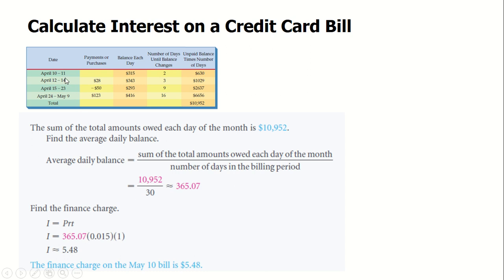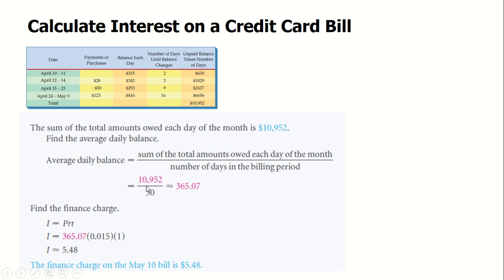Since you made your purchases during the month of April. So January, February, March, April. April doesn't have a 31, April only has 30 days. So April 10 to April 30 is 20 days. And then from May 1 to May 10, since May 10 is the new due date, that's also 10 days. So 20 plus 10, you have 30 days in the billing period.